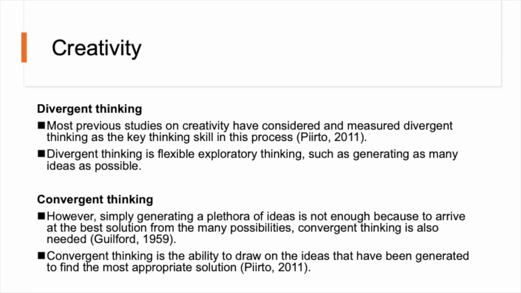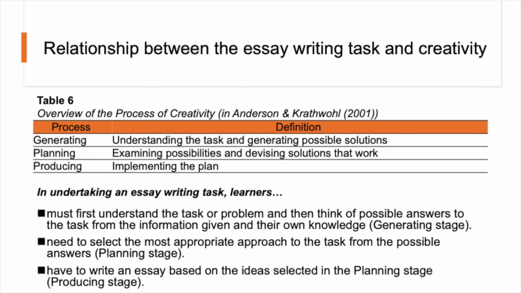Creativity involves 2 types of ways of thinking. One is divergent thinking, and the other is convergent thinking. Previous studies have focused mainly on divergent thinking. In this study, we chose essay writing tasks to measure creativity. This is because the processes of essay writing and creativity are similar.